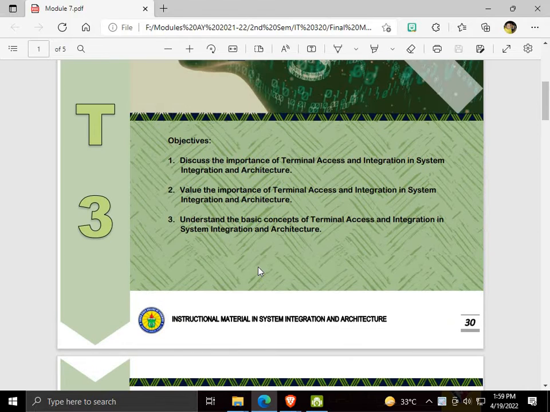So we have the objectives. Number one, discuss the importance of terminal access and integration in system integration and architecture. Number two, value the importance of terminal access and integration in system integration and architecture. And number three, understand the basic concepts of terminal access and integration in systems integration and architecture.